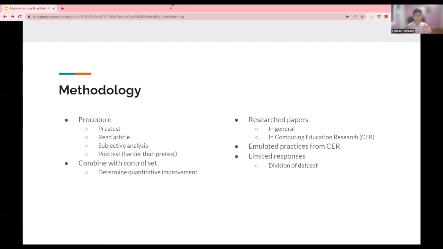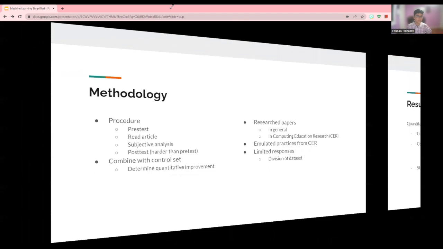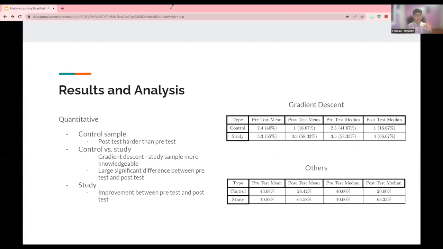Note that due to a limited dataset, the gradient descent article and the other articles were analyzed separately. The gradient descent article and control sample had 10 respondents, whereas the other articles had 2 respondents. Quantitatively, the control sample shows that the post-tests were indeed harder. In addition, the disparity of scores between the control and the study sample shows that the readers did indeed learn something from the articles. Finally, despite the harder post-tests, all the readers experienced an increase in their scores, which really puts the improvement into perspective.